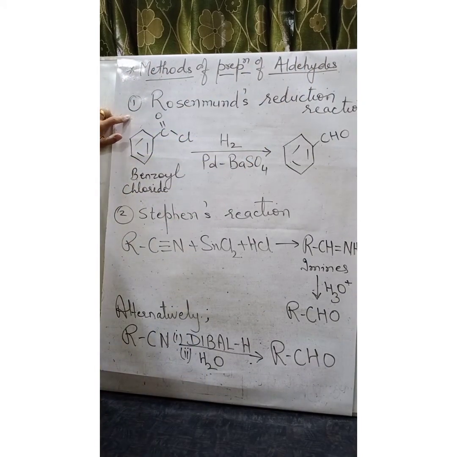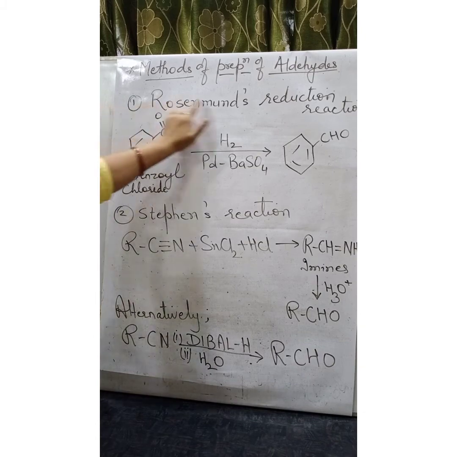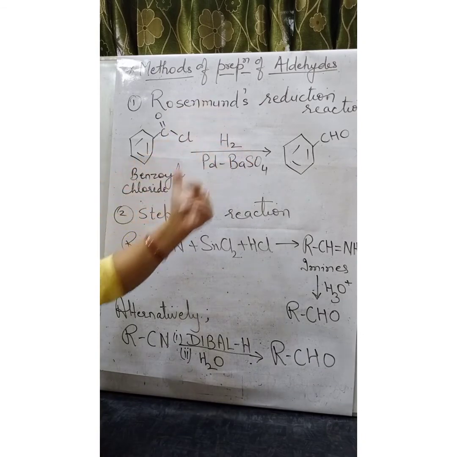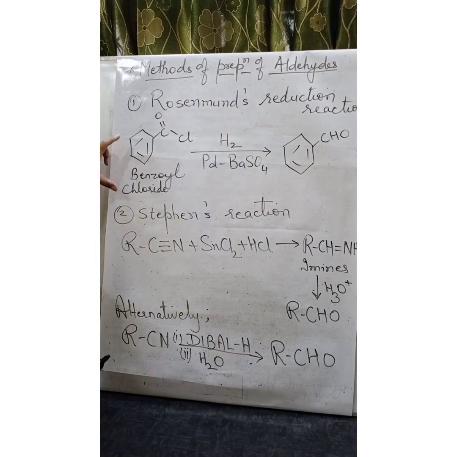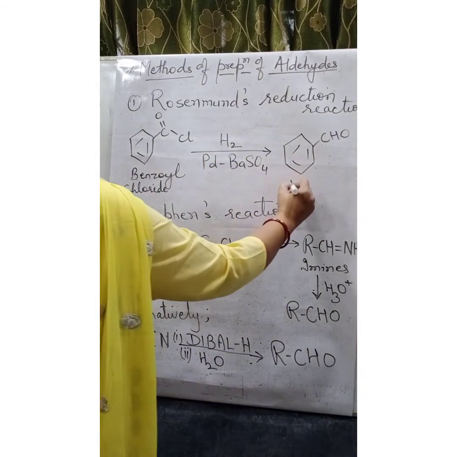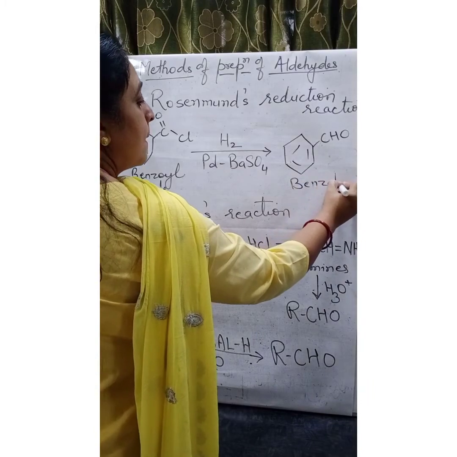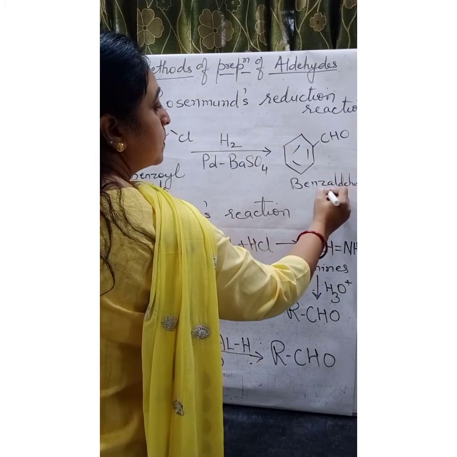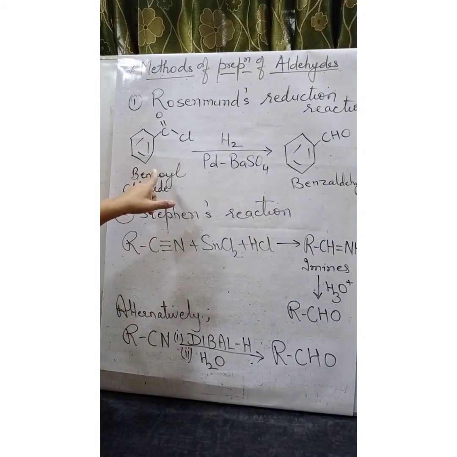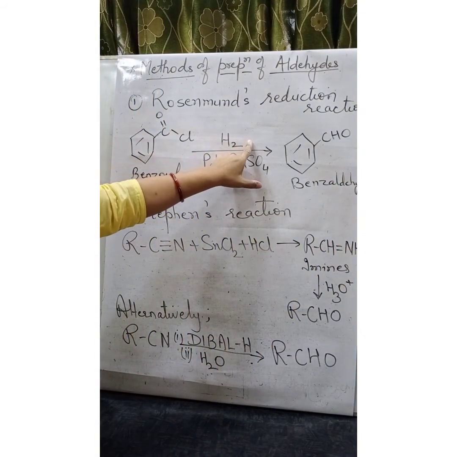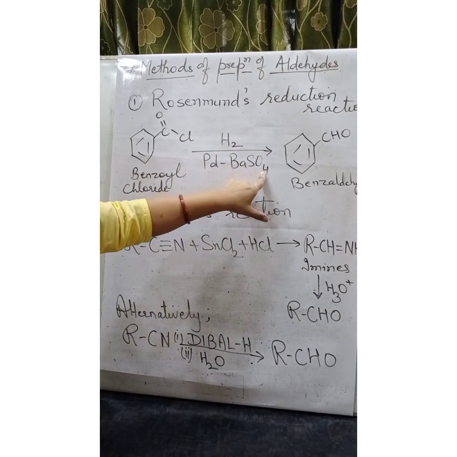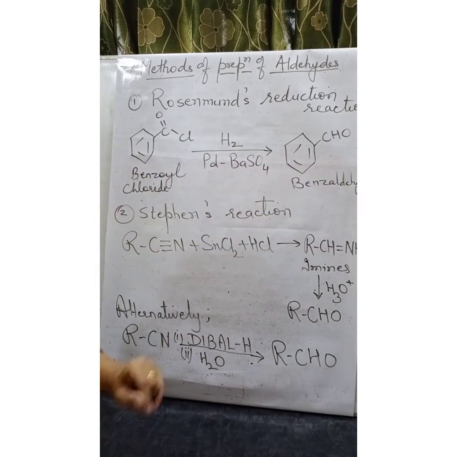The very first method is by Rosenmund's reduction reaction. Chemist Rosenmund carried out this reaction. In this, benzoyl chloride is converted into benzaldehyde. Benzoyl chloride, hydrogen gas is passed over it in presence of Pd-BaSO4 as a catalyst to give benzaldehyde.